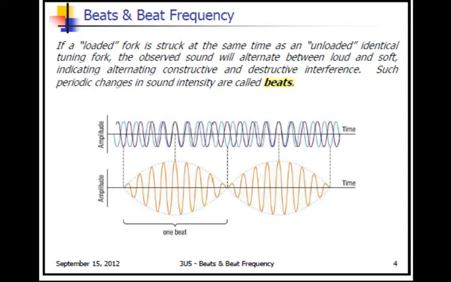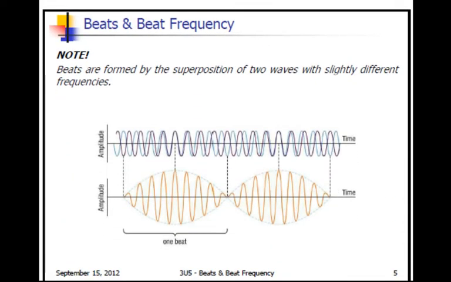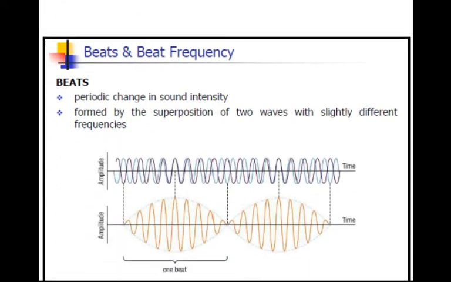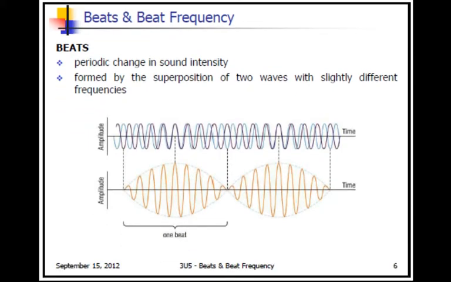The two sound waves produced by the tines are slightly off from each other, and when they interfere with each other, we have these beats, which are standing waves with interference waveforms within them. So beats are formed by the superposition of two waves with slightly different frequencies. You can copy this down, and if you can copy down that image, it would be helpful as well in your understanding.